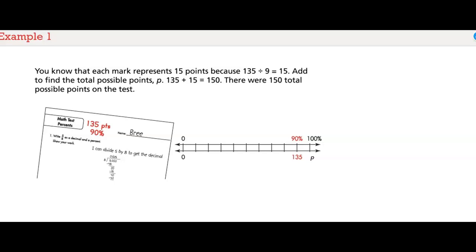Add to find the total possible points, P. 135 plus 15 equals 150. There were 150 total possible points on the test.